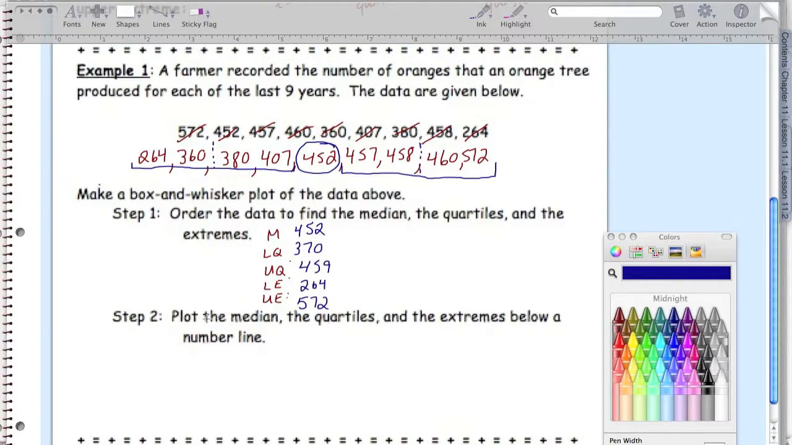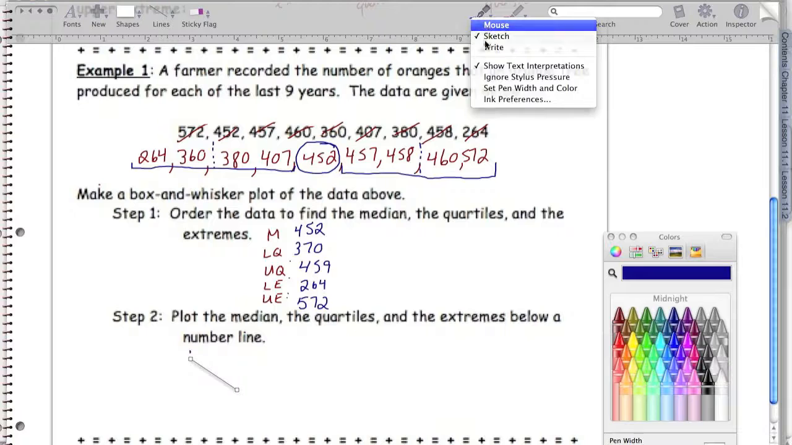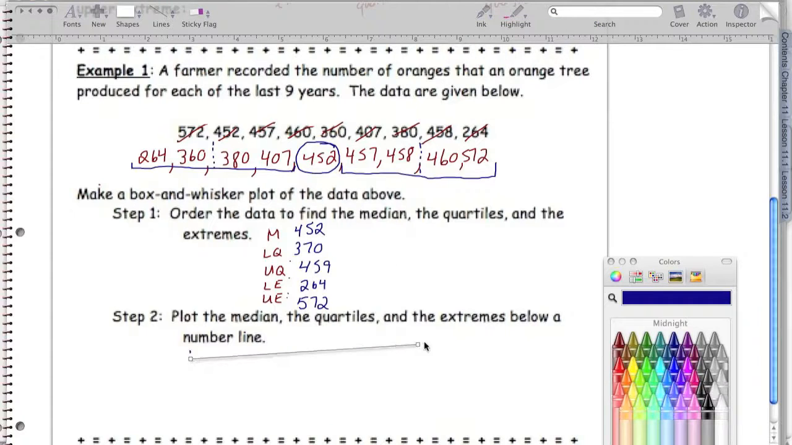Step 2 says plot the median, the quartiles, and the extremes below a number line. So I'm going to draw out a number line. Try to make use of this here. This is going to be my number line, and I'm going to use this to make sure things stay uniform. I don't want to have my numbers jumping too much.